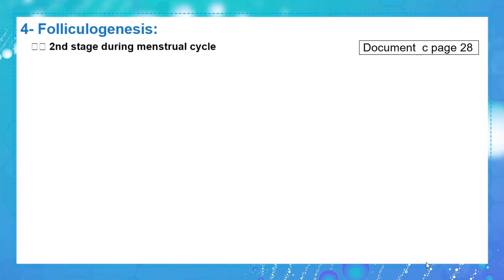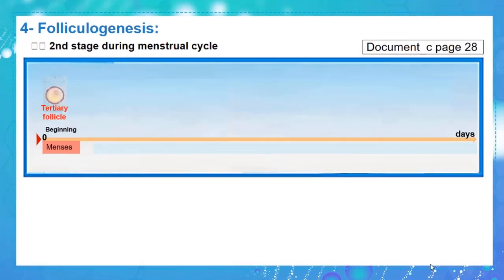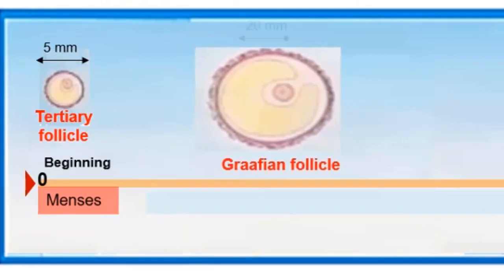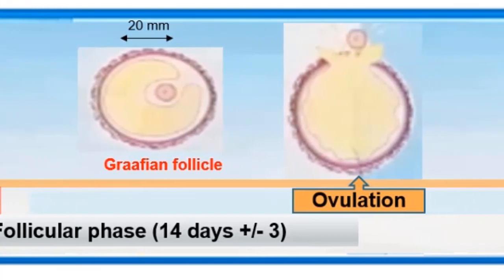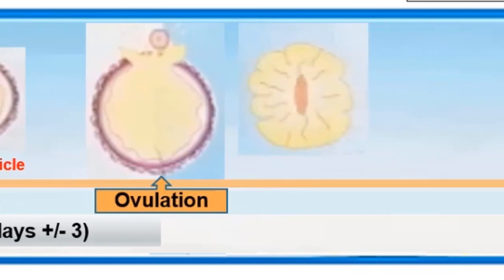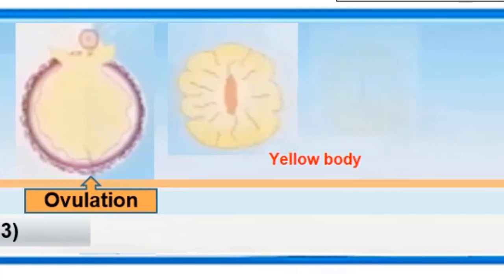After developing for 4 months, the follicle in the ovary has a diameter of 5 mm. At this point, the growth of the follicle becomes accelerated, so that the follicle grows to a diameter of 20 mm within an average of 14 days only. Only a few hours after the formation of the Graafian follicle, this follicle ruptures to ovulate the oocyte 2 into the fallopian tube.